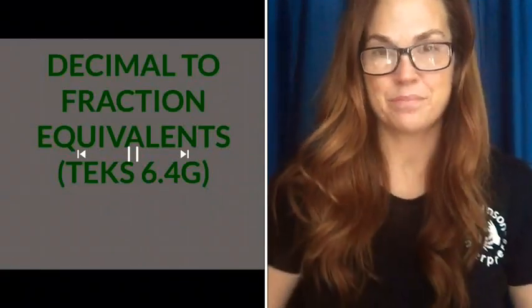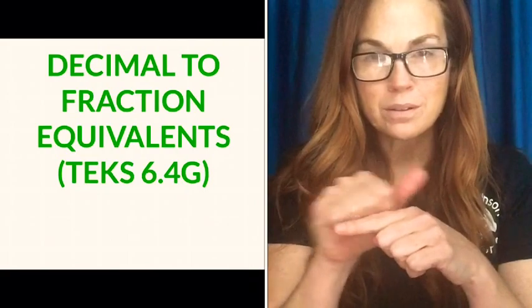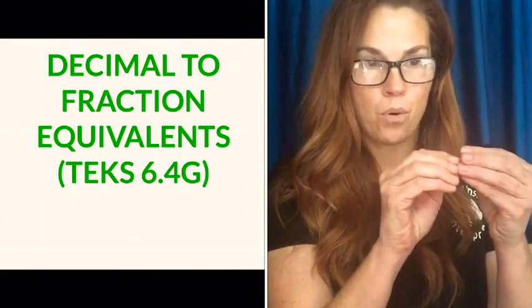Practicing with decimal to fraction equivalents, meeting the requirements for TEKS 64G. Before we spend time talking about decimal to fraction equivalents, it's worth spending a moment reminding ourselves about place value. This is a critical piece of understanding how to read and then write decimals.